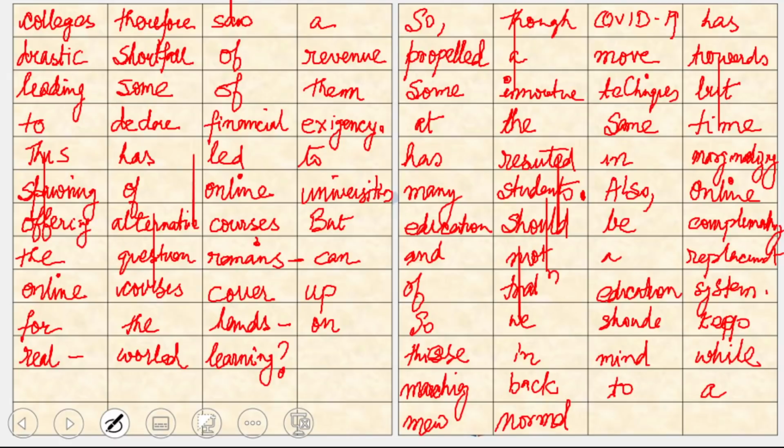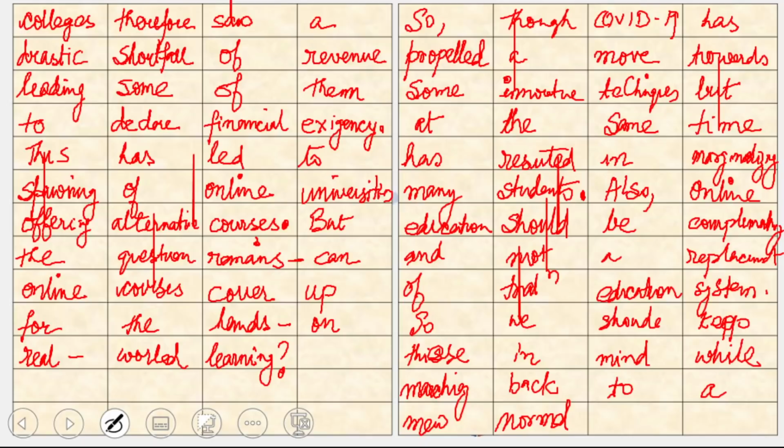Universities and colleges therefore saw a drastic shortfall of revenue, leading some of them to declare financial exigency. So, universities, as I told you, I had written UNIV, but you should write the whole word. This has led to spawning of online universities offering alternative courses. Full stop. Here there should be a full stop. But the question remains, dash, can online courses cover up for the hands-on real-world learning? Question mark. So this completes our second para.